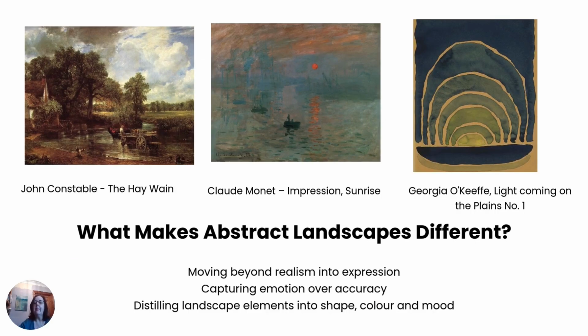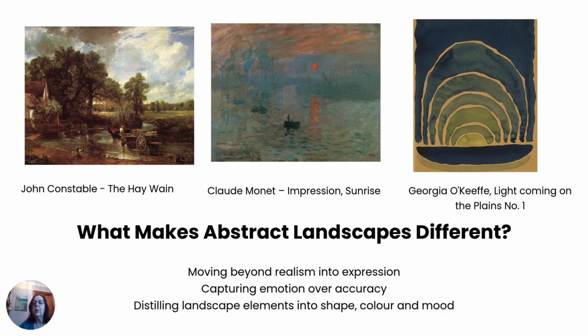So let's take a step back first and look at what actually makes an abstract landscape different from a realistic one. A landscape doesn't have to be a detailed photographic depiction of a place. It can be an emotional response, a mood, or an essence. Abstract landscapes often strip away unnecessary detail and focus on the energy of a scene rather than precise accuracy.